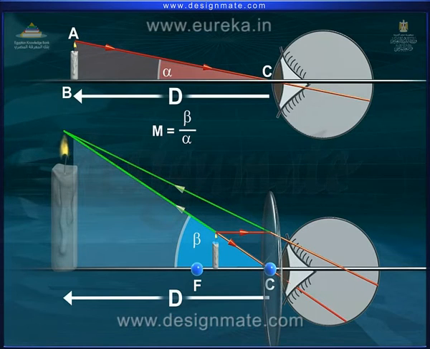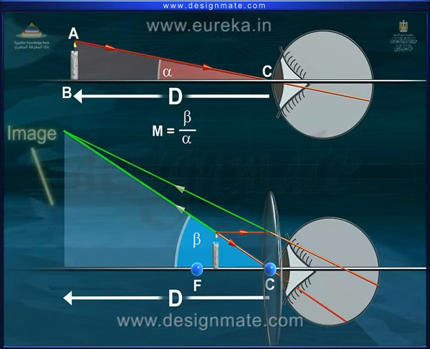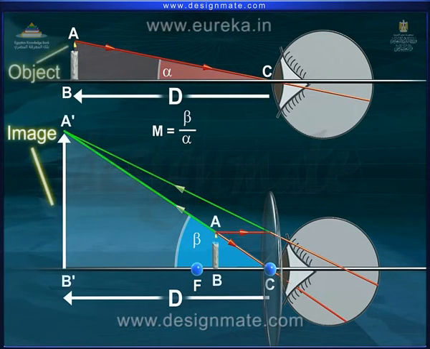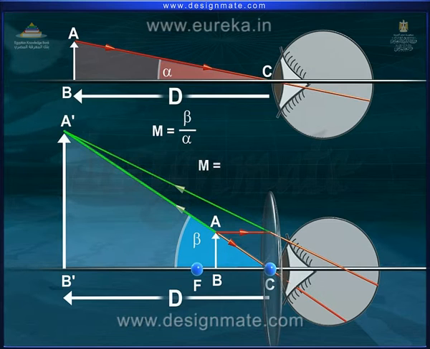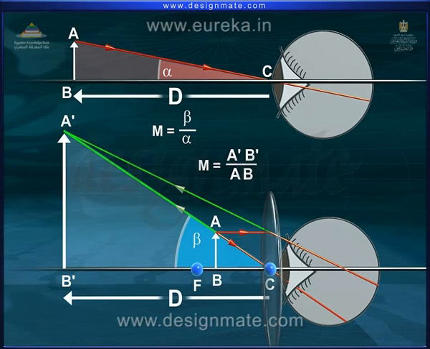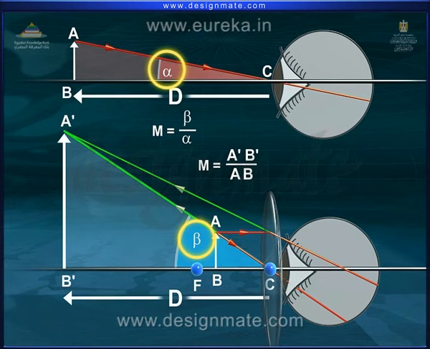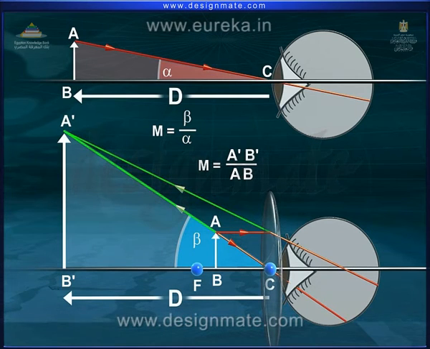The magnifying power can also be given as the ratio of image size to the object size. Therefore, m is equal to A'B' upon AB. In practice, angles alpha and beta are small, so the magnifying power can also be given as m is equal to CB' upon CB.